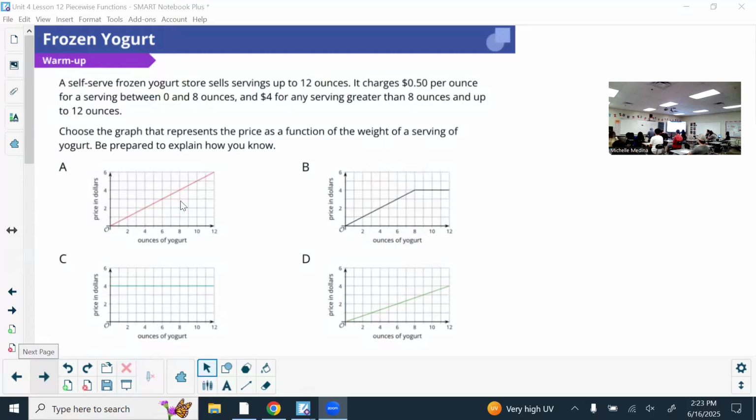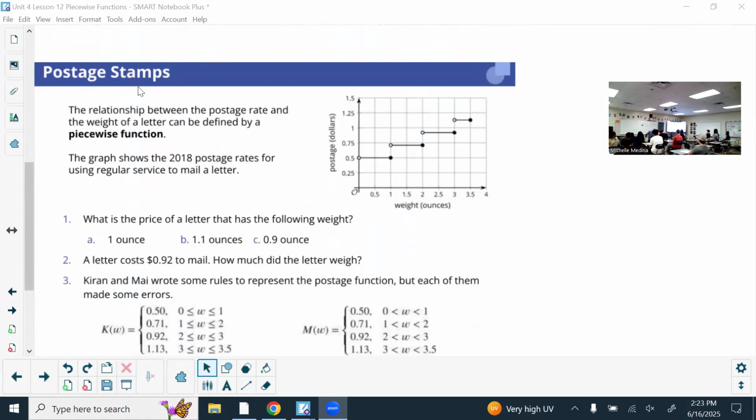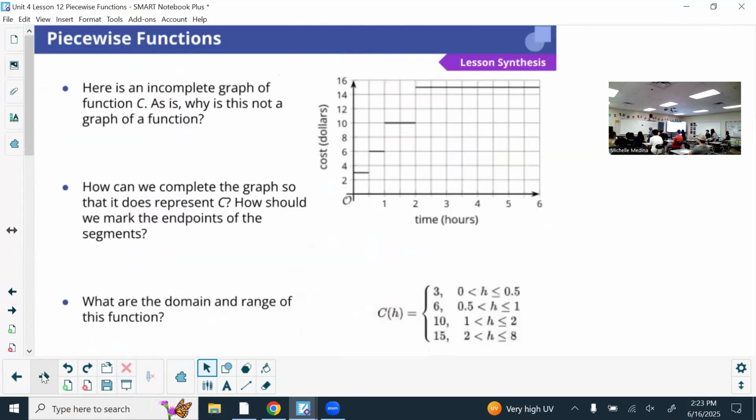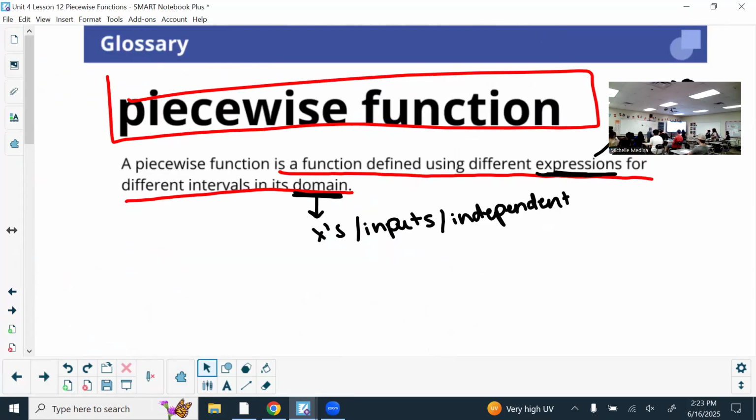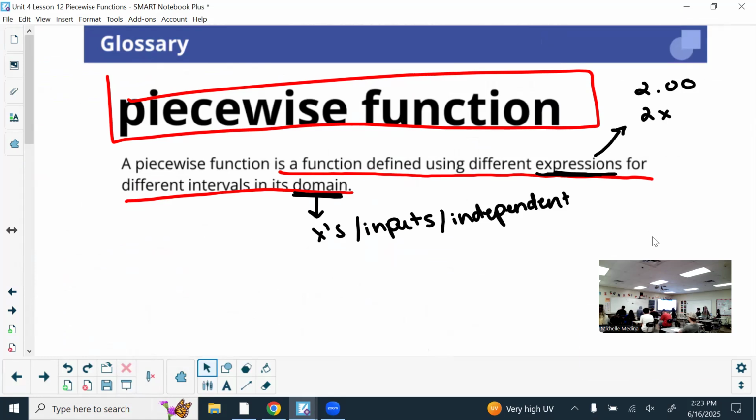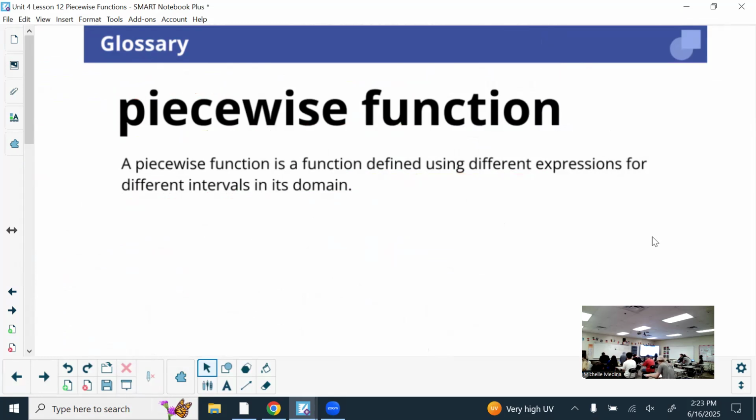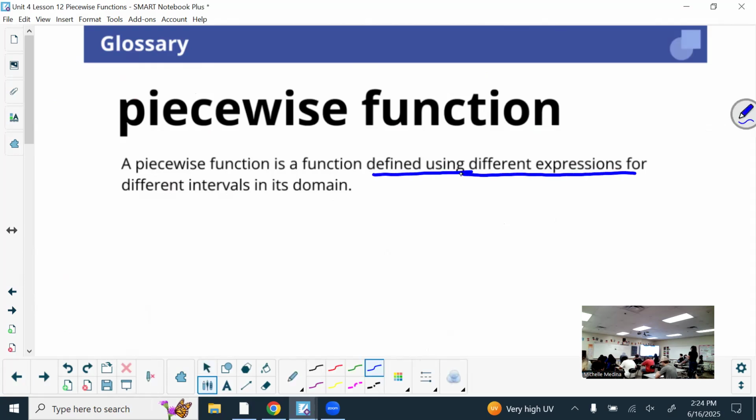All right, so under this section that says postage stamps on your notes, there's a bolded word that says piecewise function. Near that word, I want you to write in this definition, and then we'll break it down. Or just write it somewhere. Piecewise function is a function defined using different expressions for different intervals in its domain.